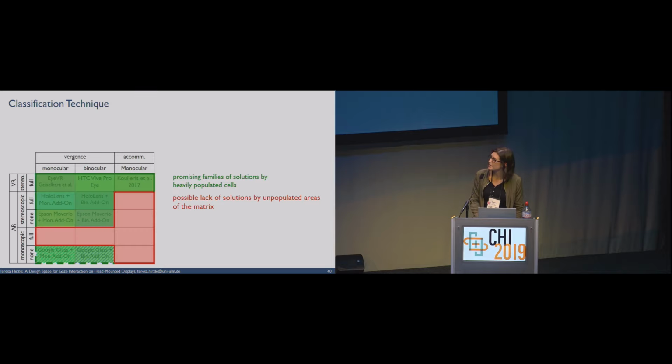And what I want to show is that we can use the design space to indicate promising families of solutions by heavily populated cells, but we can also identify a possible lack of solutions by empty cells or a cluster of empty cells. So this was the first technique.